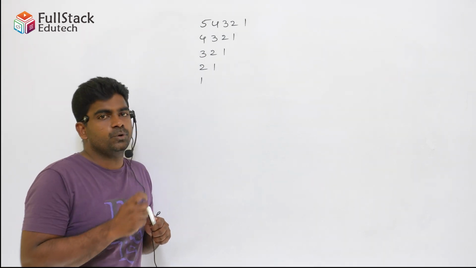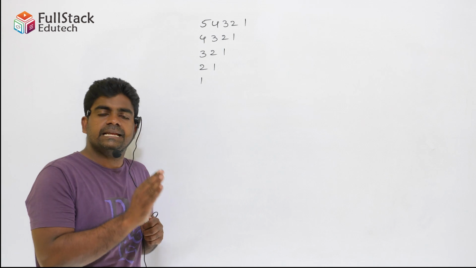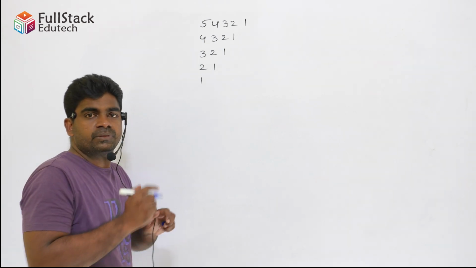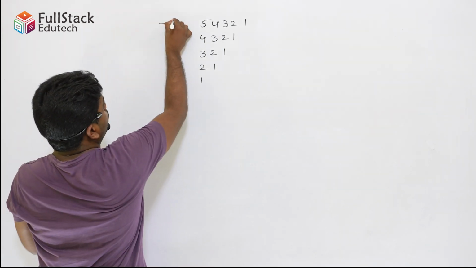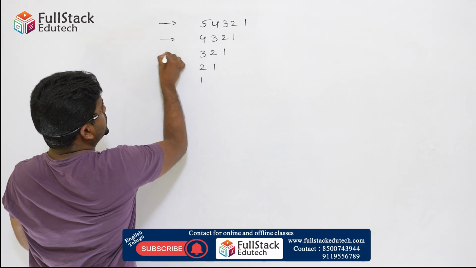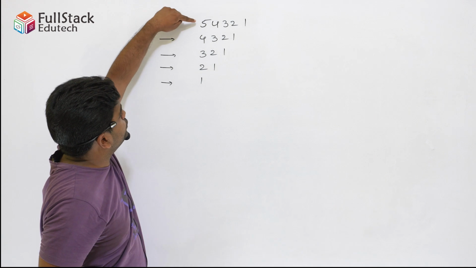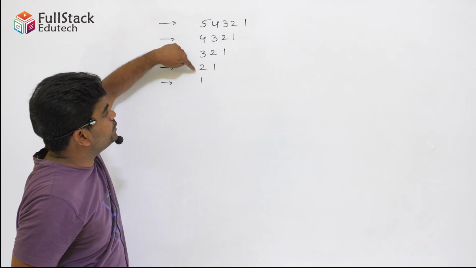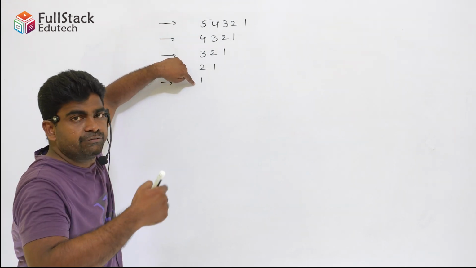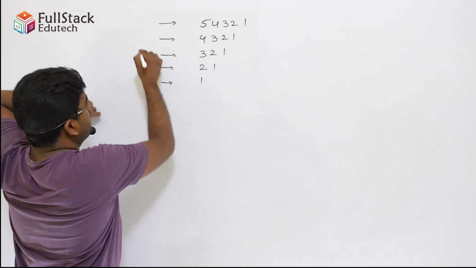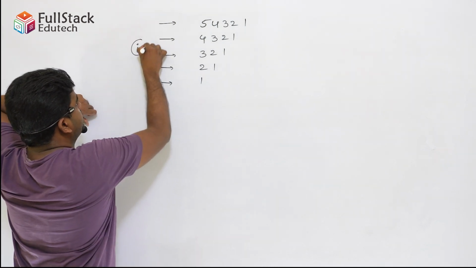Whenever you are printing a pattern, just like in our previous videos, every time you need to look at the rows, because we are printing each row. Does each row start with the same value or a different value? It is a different value. So collect this into one variable, i.